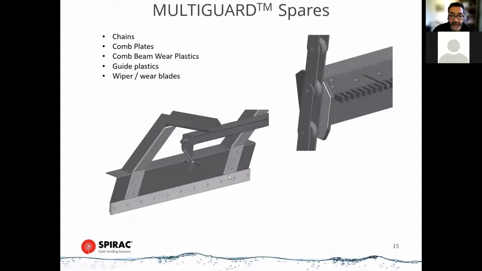This shows the flip wipe at the top, so as the combs rotate around the band on the chain, this flip wipe mechanism at the top of the screen wipes these carrier combs and removes the debris. And these are the typical spares that we would provide for this type of screen.